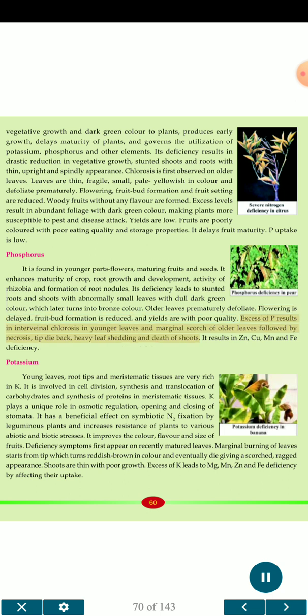Flowering is delayed, fruit bud formation is reduced, and yields are of poor quality. Excess of P results in interveinal chlorosis in younger leaves and marginal scorch of older leaves followed by necrosis, tip dieback, heavy leaf shedding and death of shoots. It results in zinc, Cu, Mn and Fe deficiency.